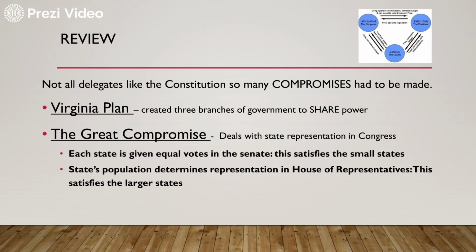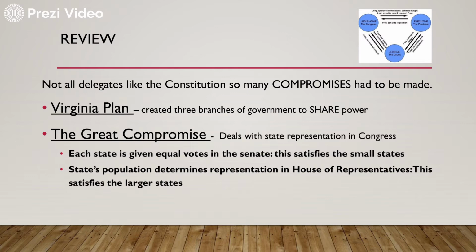And that's one thing we're going to see today: something that was in the Constitution when it was made, but that we've changed since, which would be, of course, slavery. Not all delegates liked the Constitution as it was written, so there was compromise that they built in. One was the Virginia Plan. This created the three branches of government that shared the power.